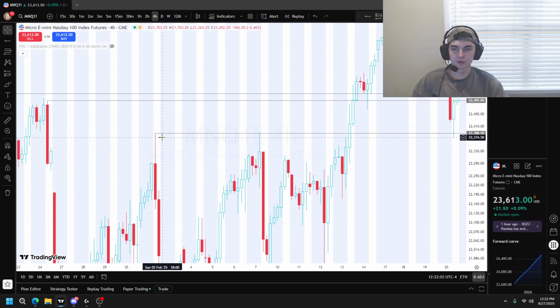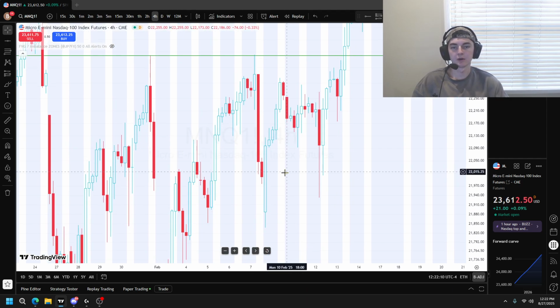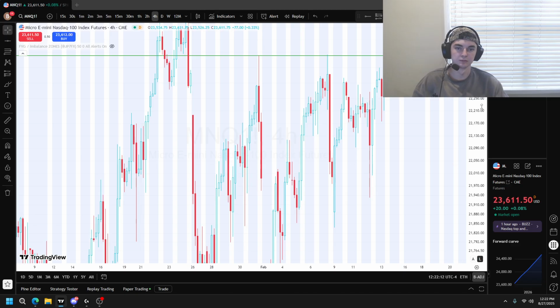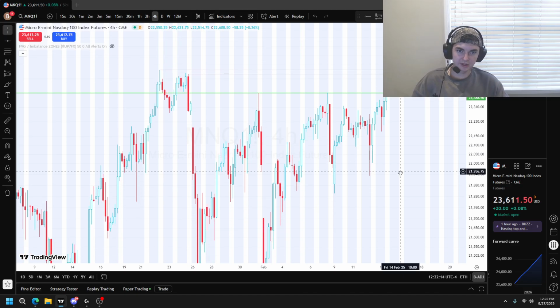So they would place their orders right at this line, and you would see price come up, tap that, and then shoot down, and they'd make a ton of money off shorts. You know what I mean? So that's what a liquidity sweep is.